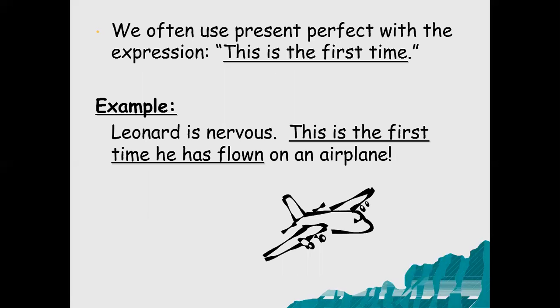And the next one, we often use present perfect with expressions like this is the first time. So you can use present perfect to explain the first time that you do something, okay? For example, Leonard is nervous. This is the first time he has flown on an airplane, so has flown here is the present perfect, okay?